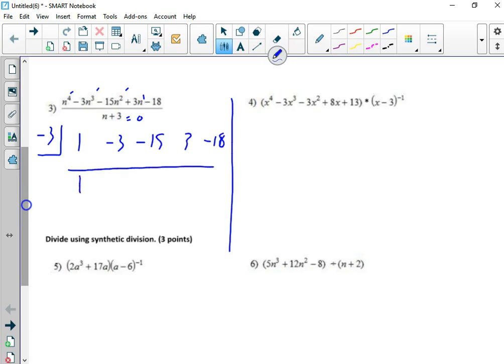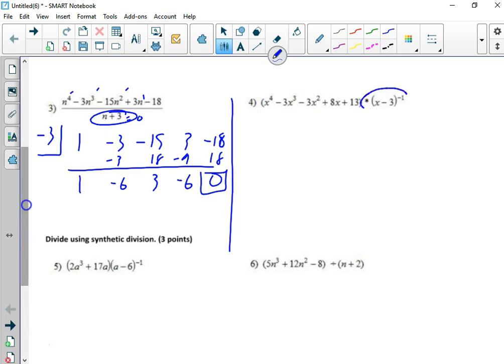Drop down to 1, multiply by negative 3. Add, multiply by negative 3, get a positive. Add, multiply by negative 3. Add, multiply by negative 3, 0. I get a remainder of 0, which means this is a factor or a root of my polynomial.